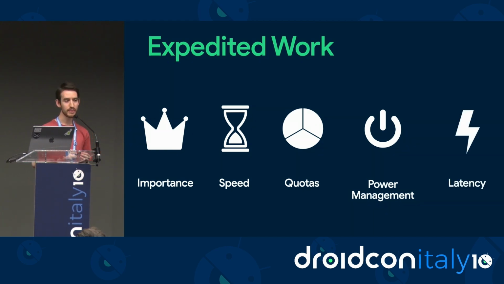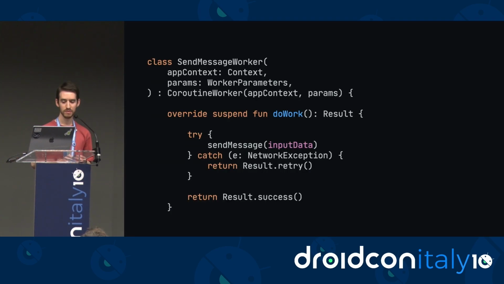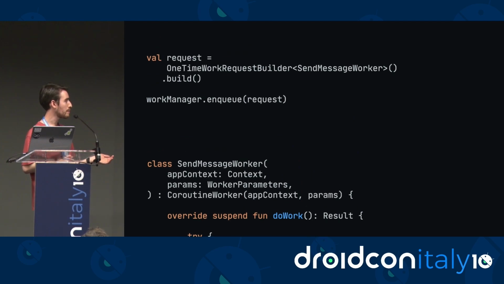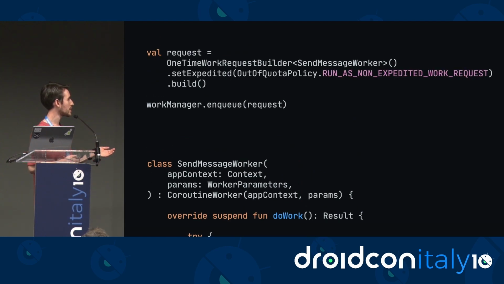And lastly, latency, because as soon as you schedule an expedited work, it will run. So to use that, again, it's just one method. When you include your request, you just add set expedite. As we said earlier, you can then define a quota, a policy that defines what will happen when you run out of quota. And this time, we're telling the WorkManager, okay, don't dismiss it, just run it as a normal work request, so using a normal worker.